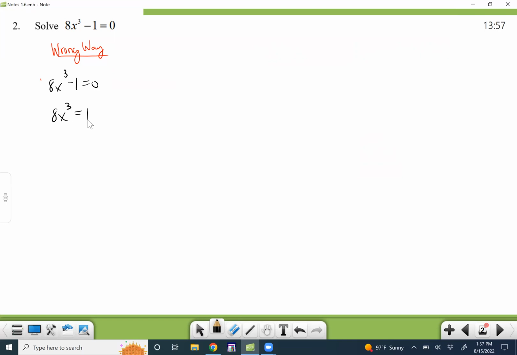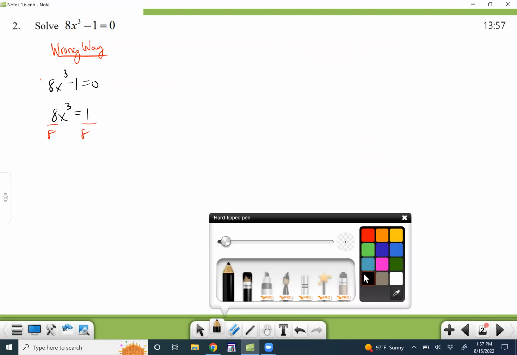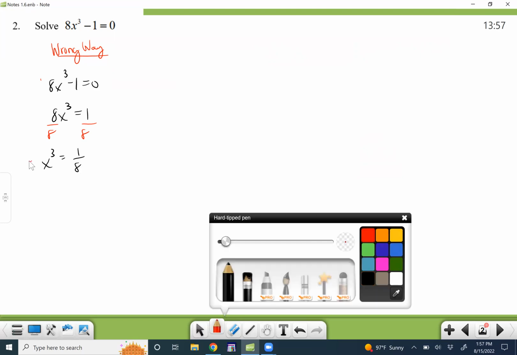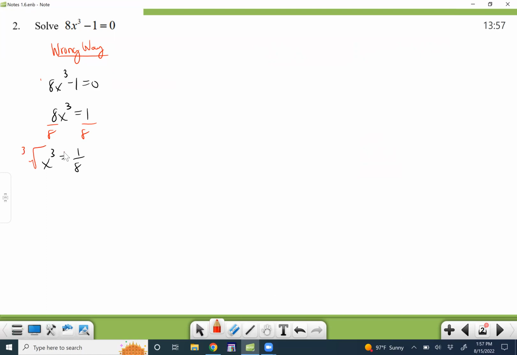And then I'm going to go ahead and divide by 8. So we get x cubed equals 1/8. Then to get rid of the cubed, we will cube root. So we get x equals, and remember, I don't need a plus or minus with the cube root, right? It's only even roots that need plus or minuses, okay? So a square root, a 4th root, a 6th root. And we're just going to cube root these.